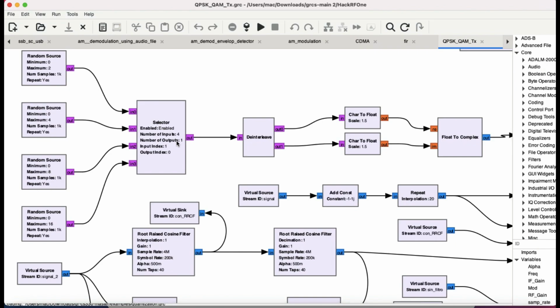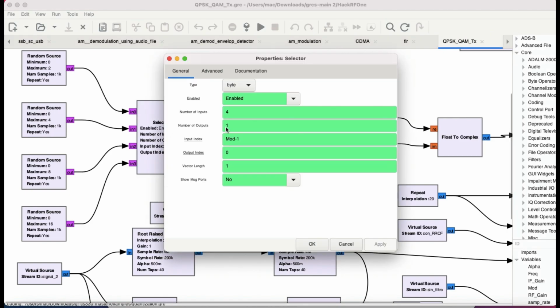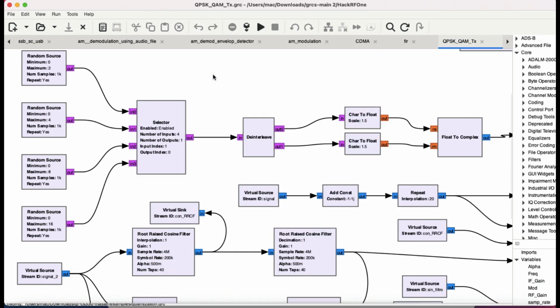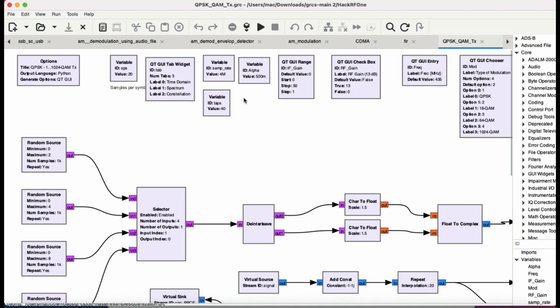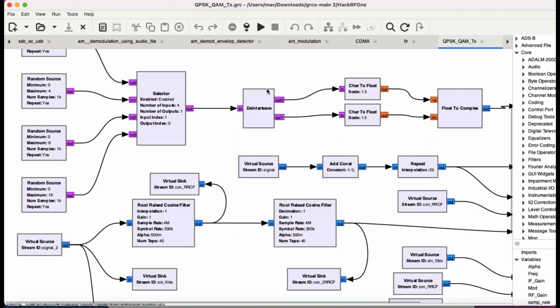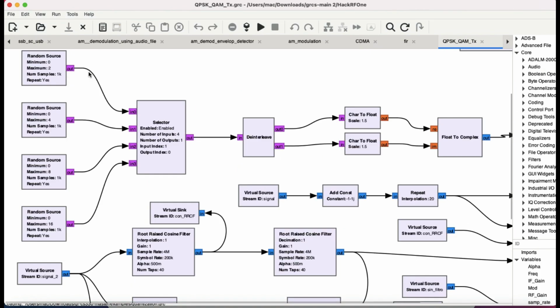Now I'm using a selector switch. What this switch allows me to do is select the type of modulation that I want. Out of these 4 inputs, I can select one of the inputs, so I can use that for different modulation. Once I do that, it goes into a deinterleave block. What this block actually does is provide sort of demultiplexing. You have about 1000 samples coming in, and it's going to split that into multiple streams, and this is exactly what's going on.